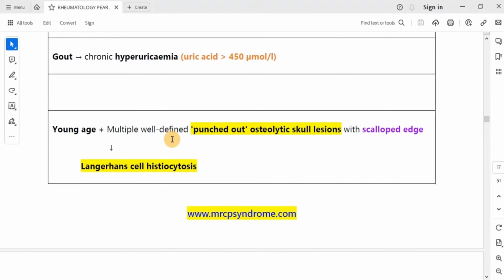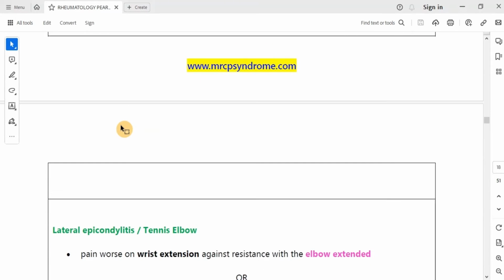Young man, multiple well-defined punched-out osteolytic skull lesions with scalloped edge is highly suggestive of Langerhans histiocytosis. So punched-out lesion can be seen both in gout as well as Langerhans histiocytosis. And especially if the patient is a young patient and the skull lesion is associated with a scalloped edge, then think of Langerhans histiocytosis.